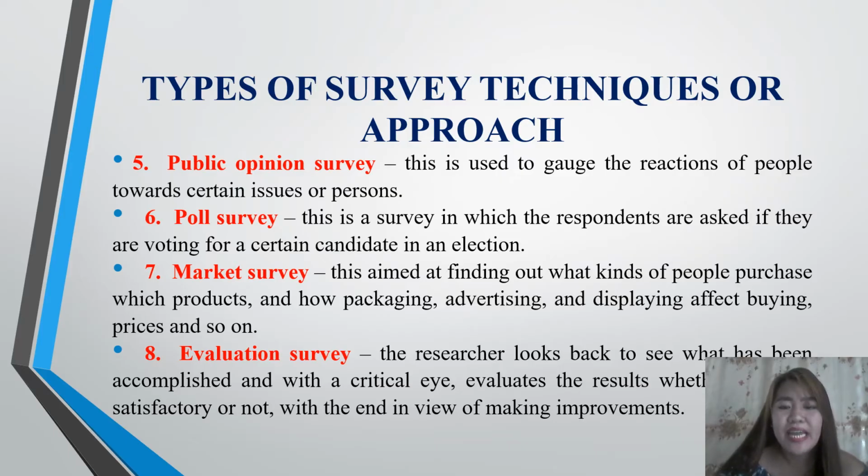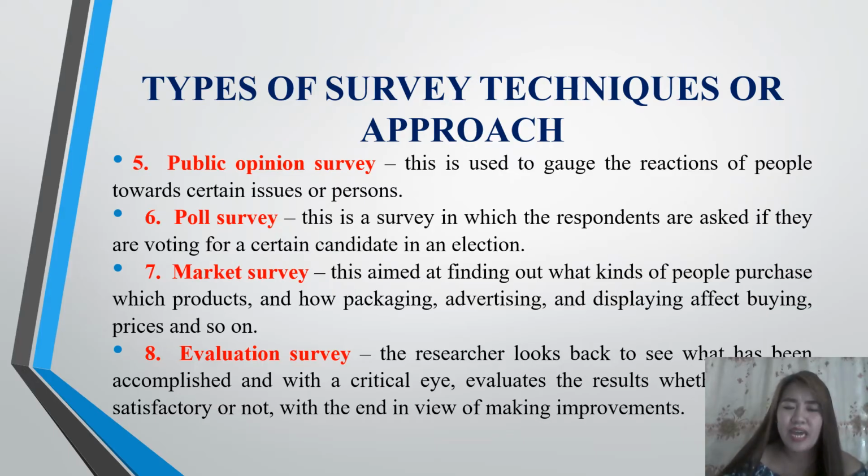Next, market survey. This aims at finding out what kinds of people purchase which products and how packaging, advertising, and displaying affect buying, prices, and so on. For market survey, the aim is to collect data in terms of what the people usually buy, what the product is, how about the packaging, or even advertising, and what the effect is on the buyers or consumers.